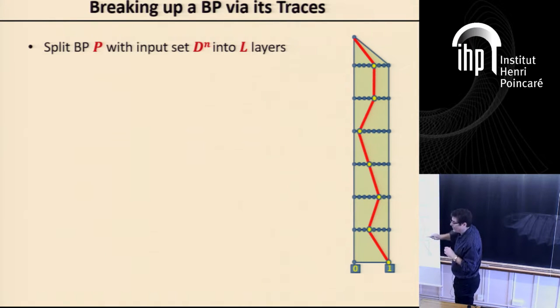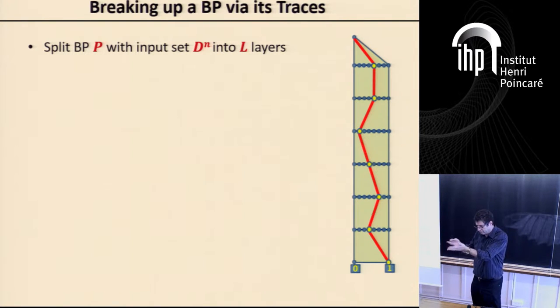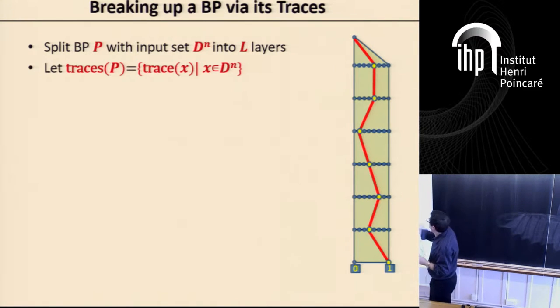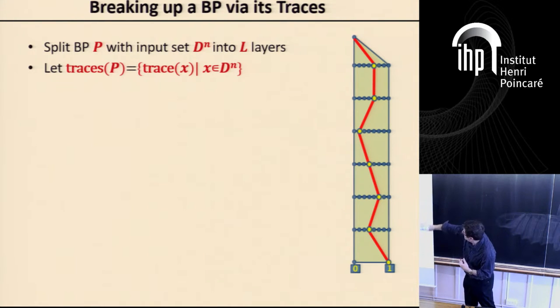So we've broken it up into layers. I haven't specified how big they are, but think about them like we thought about them before. Their number is going to depend on k, which is the ratio between t and n. So let traces be the set of all possible sequences we could get as traces for the input. This is all possible sequences over all possible inputs of what those traces could be. We've got, again, L layers.